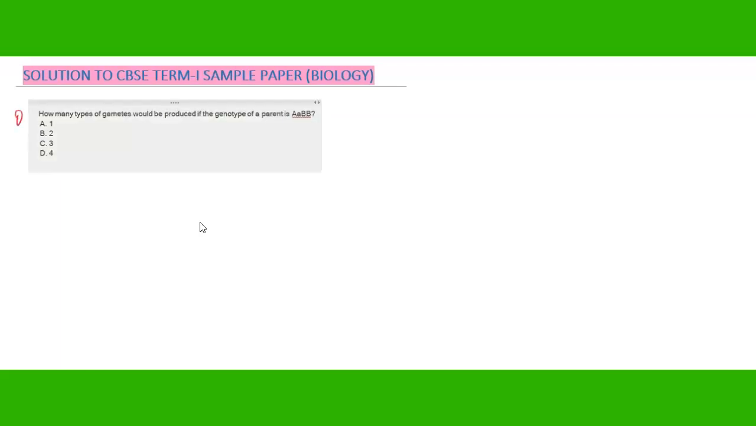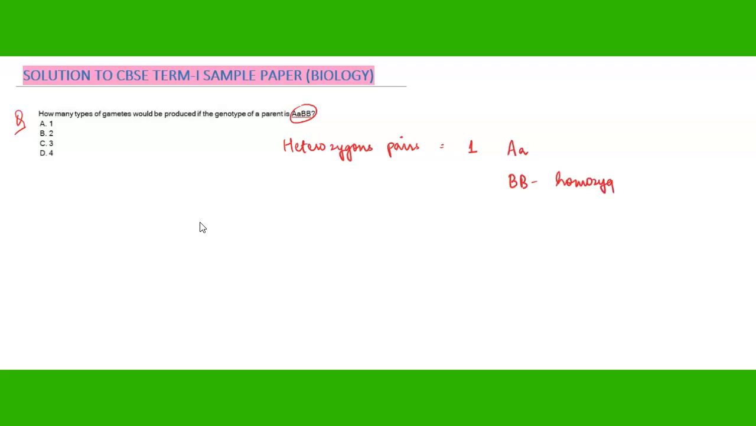So the first question that I have picked for you is, how many types of gametes will be formed if the genotype of the parent is given? And here the genotype given is capital A, small a, capital B, capital B. Now remember, whenever we need to find gametes, we need to consider heterozygous pairs. Okay, so heterozygous pairs, they are only one in number, and that is capital A, small a. Capital B is homozygous. We will not be considering it.